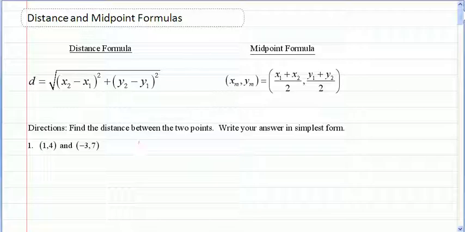So in number 1, where we have the points 1, 4 and negative 3, 7, the 1 is x and the 4 is y, but since this is our first point, it's x sub 1, y sub 1. Same with negative 3, 7. It's x and y, but since it's our second point, it's x sub 2, y sub 2. In the midpoint formula, these m's just represent midpoint. So x sub m just means it's the x coordinate of the midpoint, and y sub m just means it's the y coordinate of the midpoint.